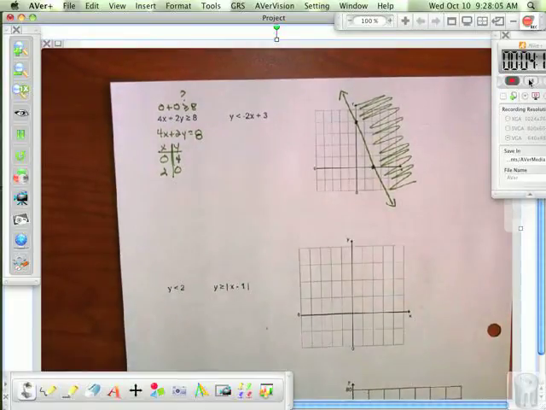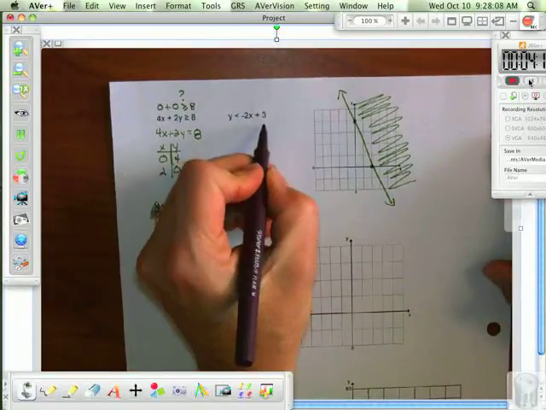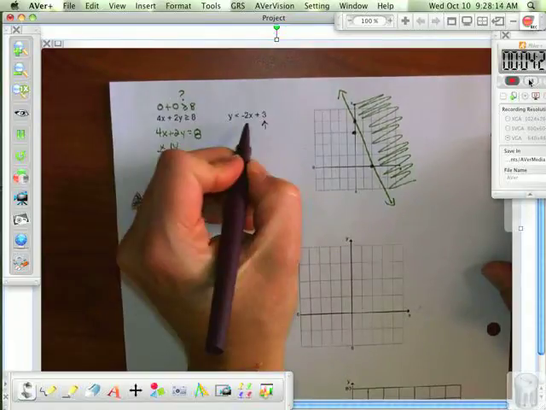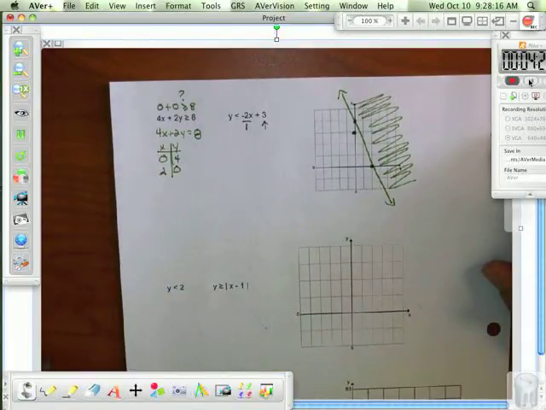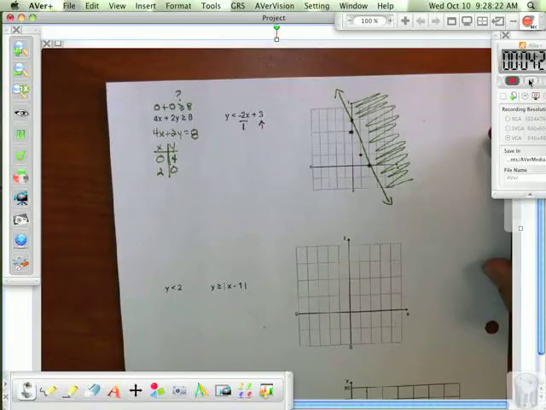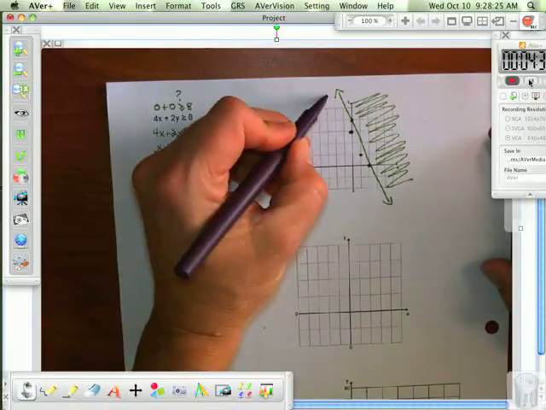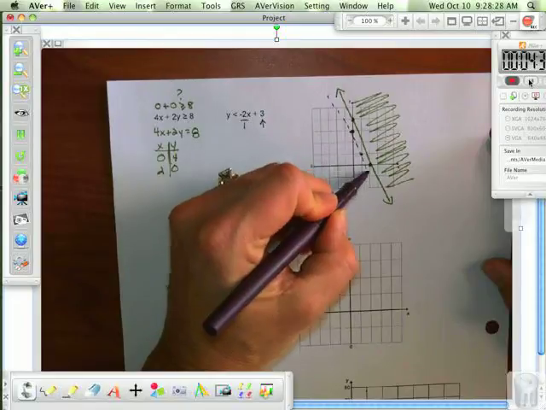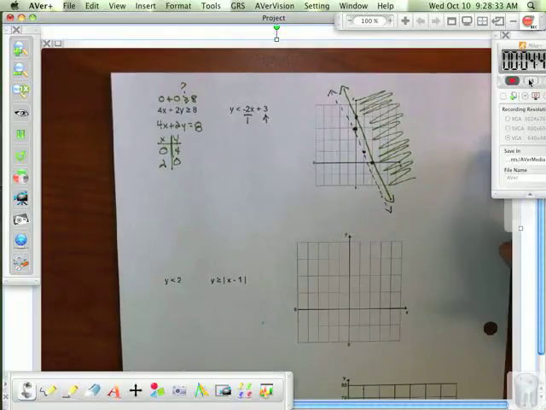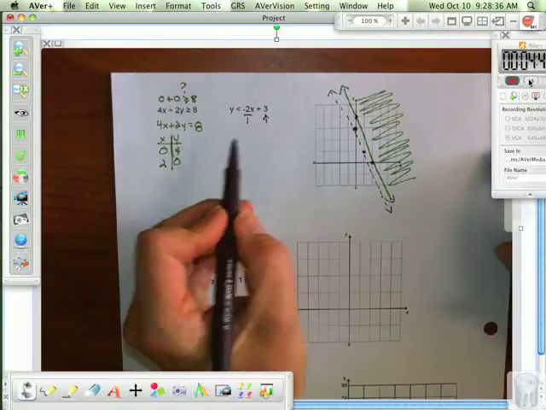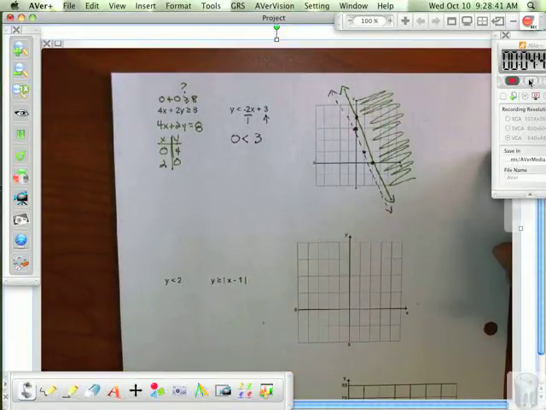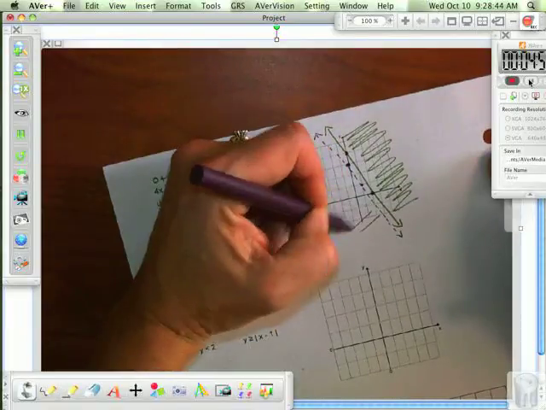Okay, let's do the other one. So here, I start at 3. It's in y equals mx plus b form, so it's really easy to start in 3. Use your slope to get your second point. You go down 2 over 1. Solid or dashed? Be careful, make them as straight as possible. They are parallel. Now, if I plug in 0, is this a true statement? Yeah. So I shade the side that has 0, 0.